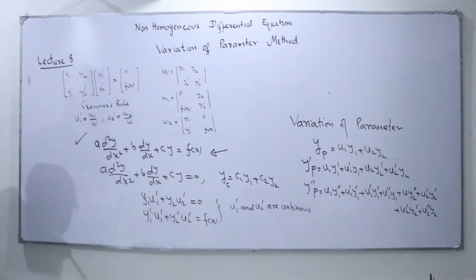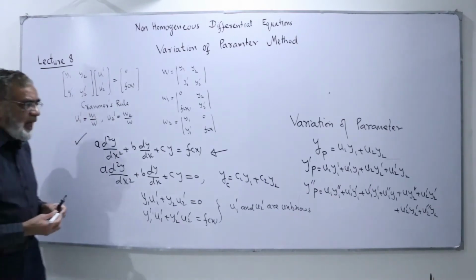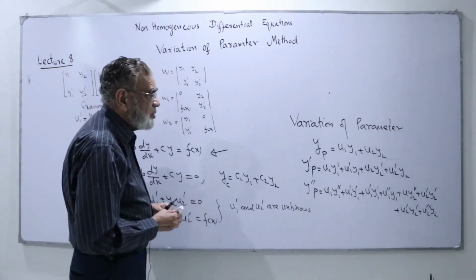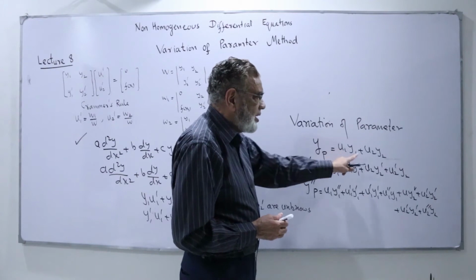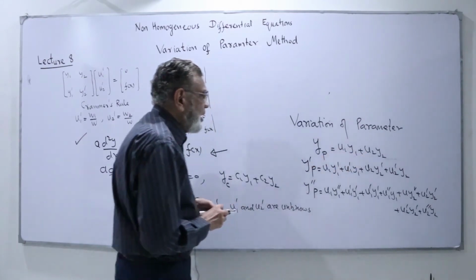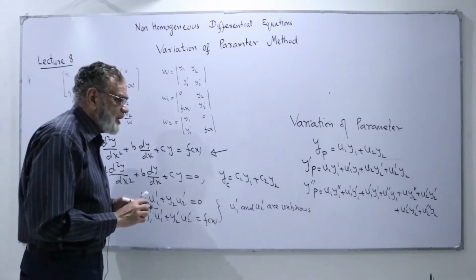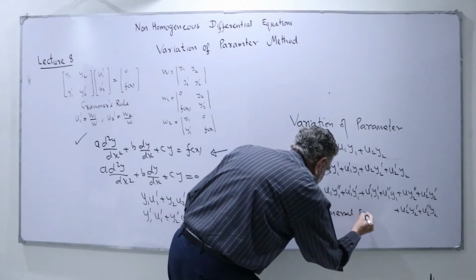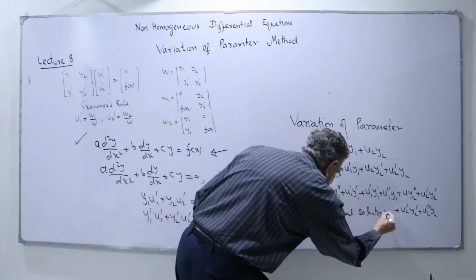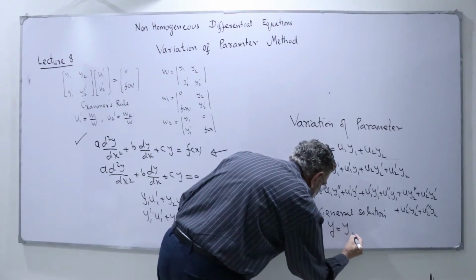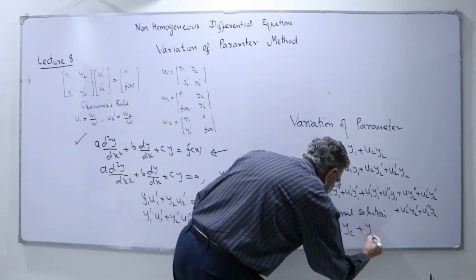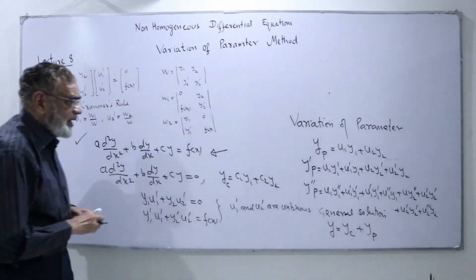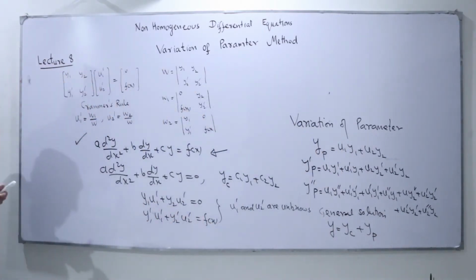Now we have u1 dash and u2 dash. We calculate the values. Now we want to find u1 and u2. What do we do? We integrate. We integrate to get u1, we integrate to get u2, and we substitute the values of u1 and u2 in this equation. We find this yp. So we can write the general solution. Once we are able to find yp, and we have yc, then y is equal to yc, the homogeneous part of the solution, plus yp, a particular solution, that gives me the solution of my problem.